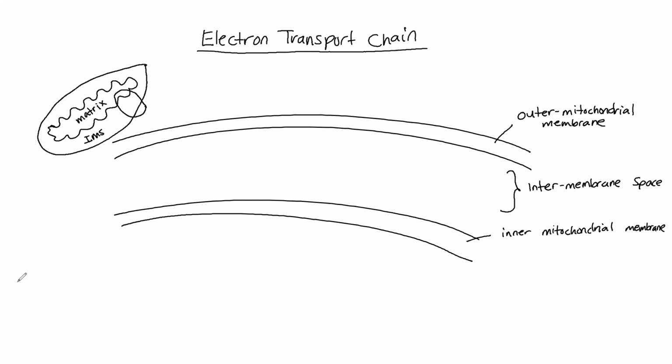Alrighty. And so the first thing we want to put in here in our drawing are these complexes that are embedded in the inner mitochondrial membrane. So we've got a series of protein complexes that are embedded in our mitochondrial membrane, the inner mitochondrial membrane. And then the final complex, I'm going to draw it in green here, is probably the most important one for this process. This is called ATP synthase. So this is ATP synthase.